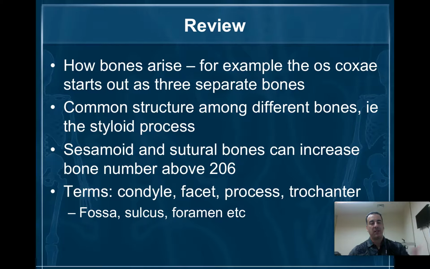So be familiar with those broad concepts, and there also are some specifics. So we look at the sesamoid bones, and sutural bones can increase bone number above 206 bones themselves. So the question comes around and says, hey, can adults have more than 206 bones? The answer is yes, they can, because of the sesamoid bones, right? You have one by your thumb. You have one by your big toe. The patella can be considered a sesamoid bone.